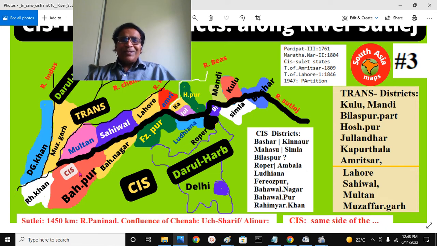Then the princely state of Bahawalpur, the entire area. Now it has three districts, that is Bahawalnagar, Bahawalpur, Rahimyar Khan. Rahimyar Khan is a little bit south, but I have mentioned it for historical or geographical context. These are the CIS districts here. You can look at them.